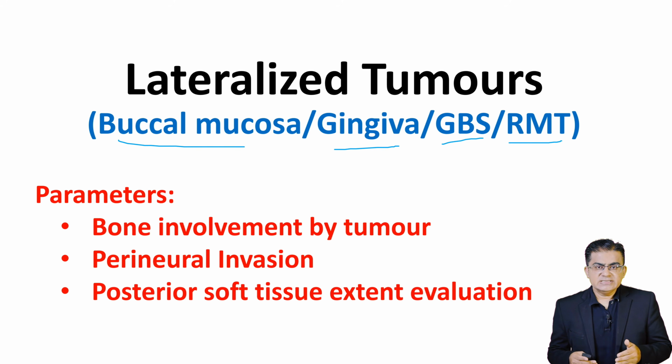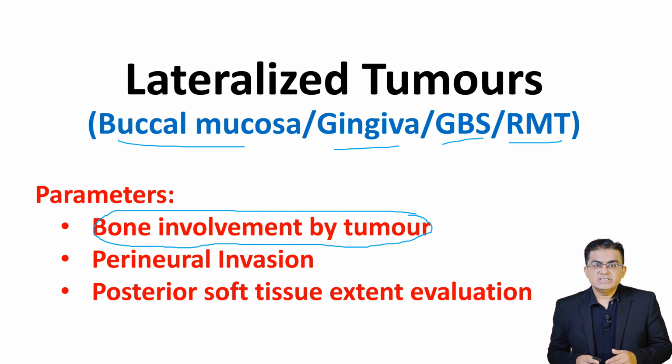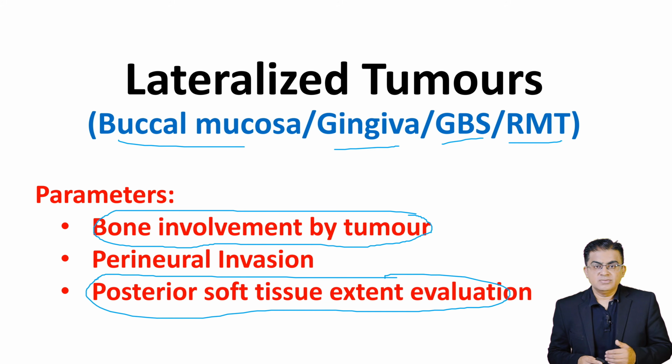To stage cancers arising from these subsites correctly and plan your surgical resection, there are exactly 3 critical parameters you must evaluate on these scans. Number 1, whether the bone is involved or not by the tumor. 2, posterior soft tissue extension, specifically how far back the tumor has reached into the masticator space and infratemporal fossa. 3rd, whether there is perineural invasion present or not.